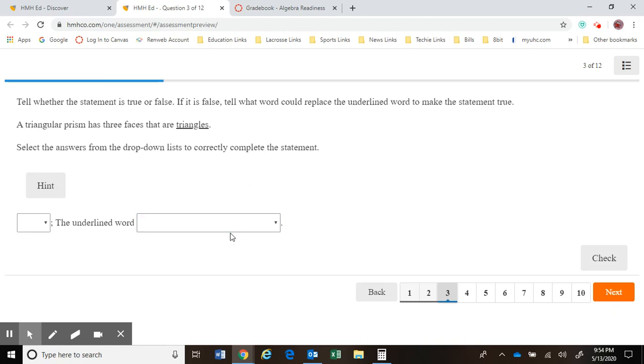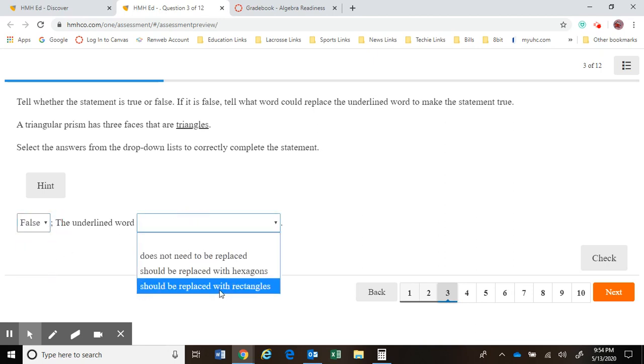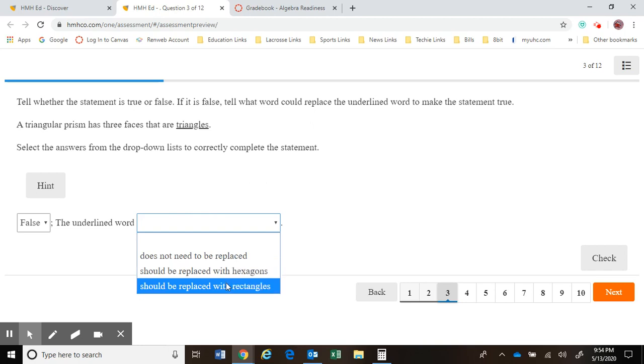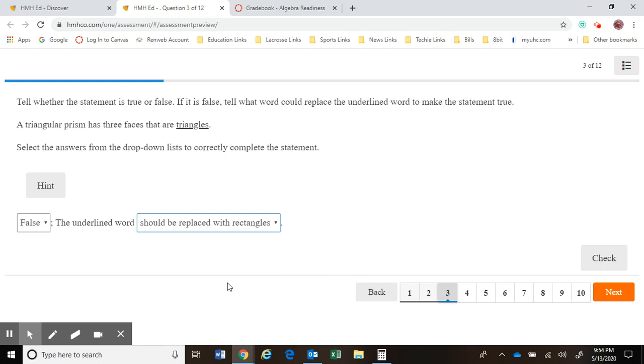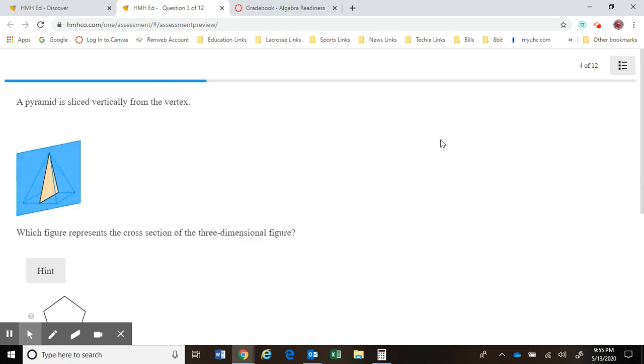A triangular prism has 3 faces that are triangles. Okay, well, nope. In a prism, when you're defining it, the triangular faces are just 2 of them. It would be a triangular pyramid if all 3 faces were triangles. So this is false, and it should be replaced with rectangles. Okay, and that would be your answer. All right, moving on.